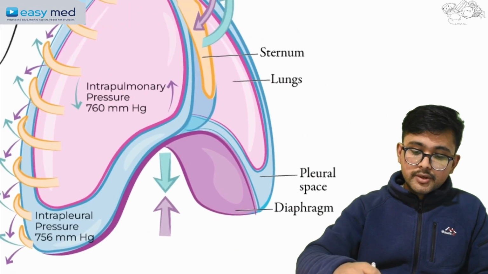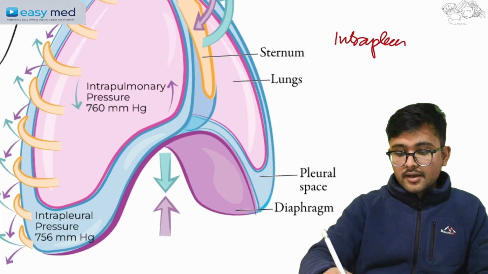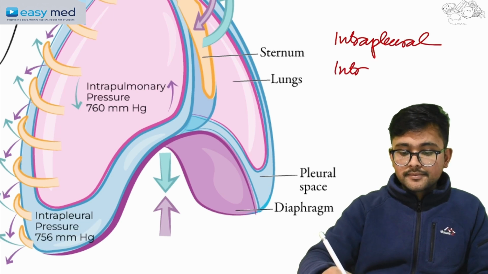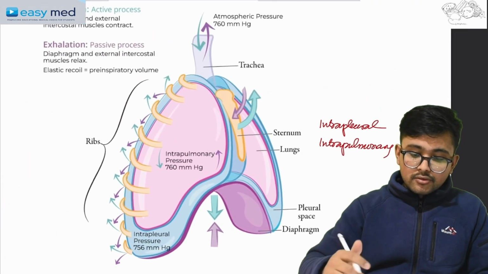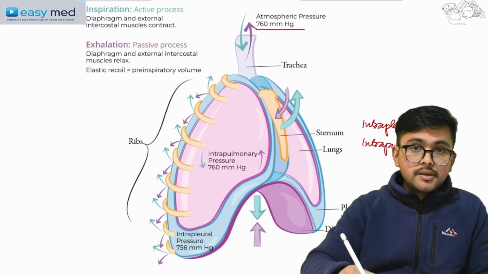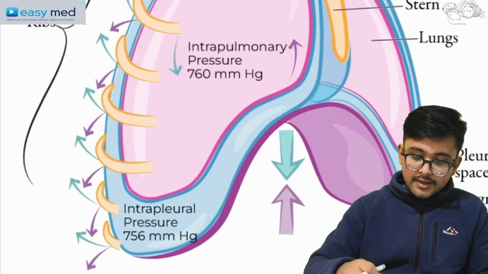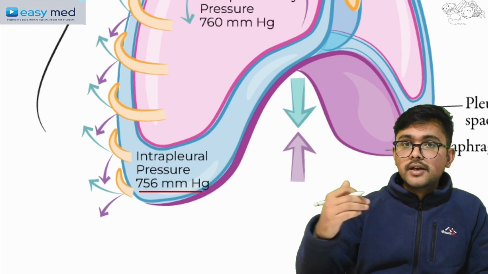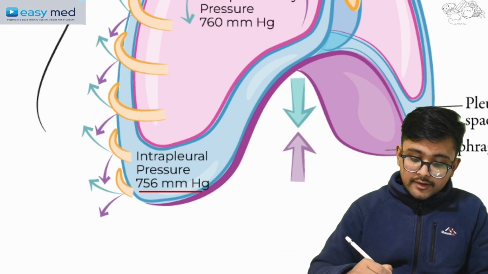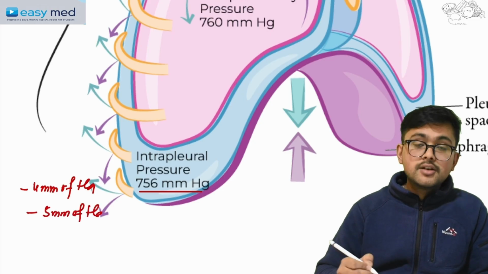So you need to understand there are two pressures we're talking about here. One is intrapleural, and another pressure is intrapulmonary. So, we all know that the atmospheric pressure is 760 millimeters of mercury. The normal resting intrapleural pressure is about 756 millimeters of mercury. So compared to the atmospheric pressure, there is a negative 4 mmHg to negative 5 mmHg of intrapleural pressure.